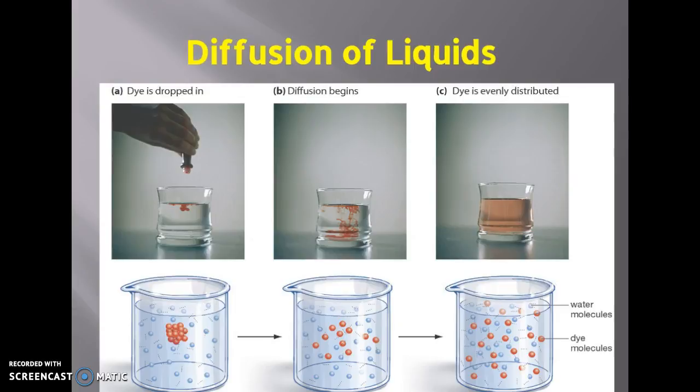Here's just an example of what would happen if we were to take some dye and put it into water. You start off, they're all really close, and then those dye molecules, or those red molecules, are going to start to move or diffuse throughout the rest of this beaker. And if we would let this sit without stirring it or moving it, eventually over time we would end up with a glass that looked like this, where the dye was evenly distributed all throughout the glass.